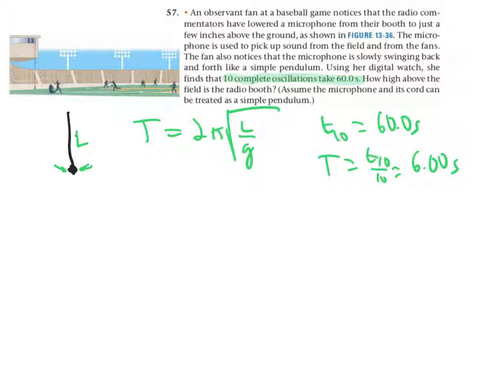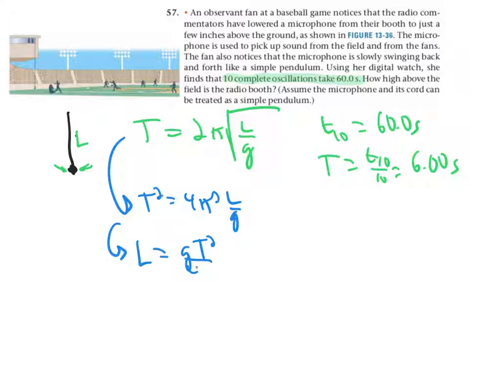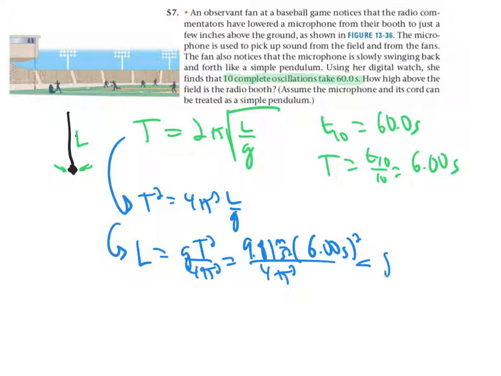So we solve this other one up here, and we say T squared is 4 pi squared L over g, and then L is g T squared over 4 pi squared. So it's 9.81 meters per second squared times the 6 seconds quantity squared over 4 pi squared, which is 8.9456 meters, which becomes 8.95 meters when we include the 3 sig figs that we have.